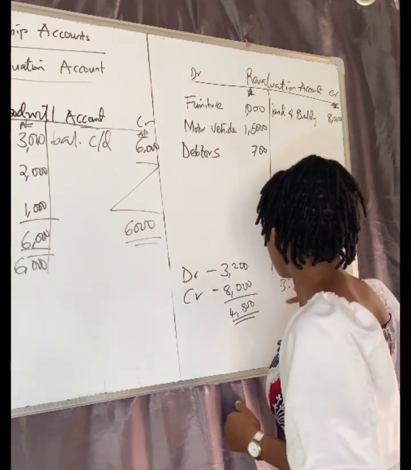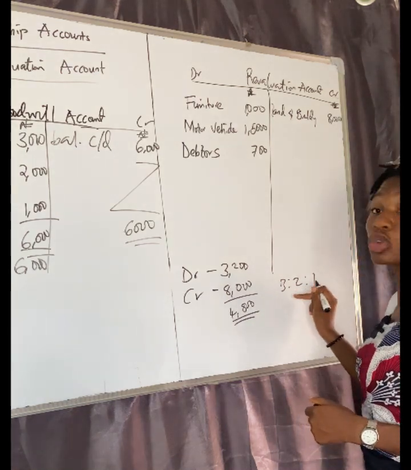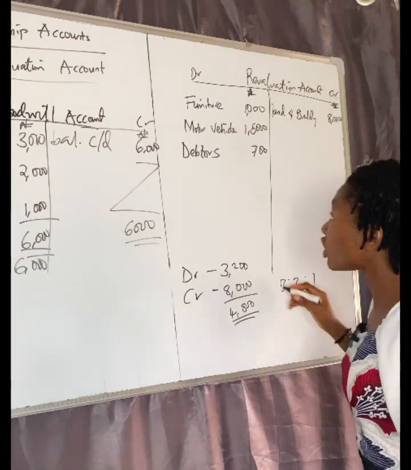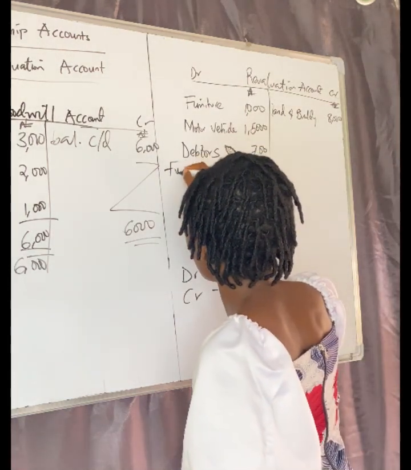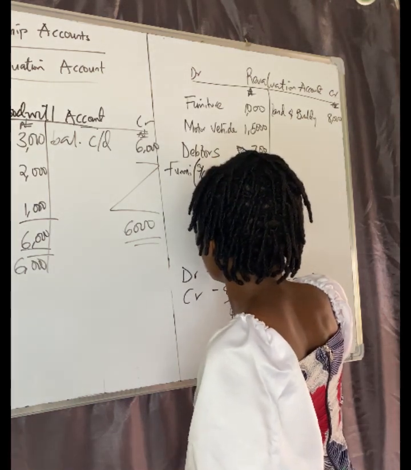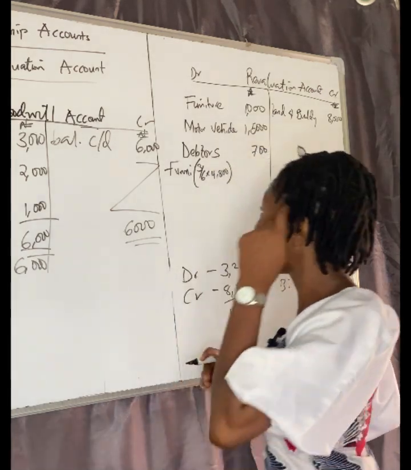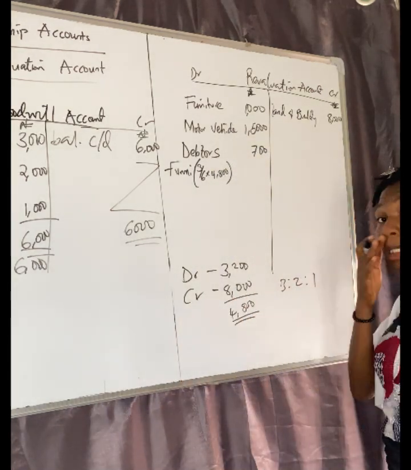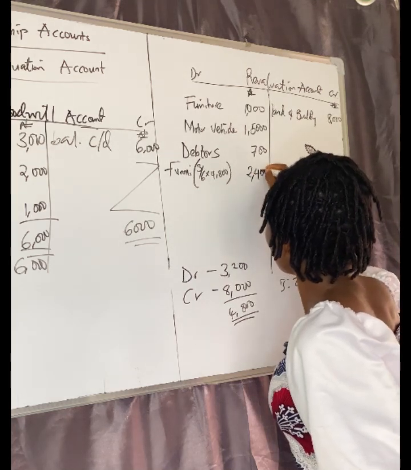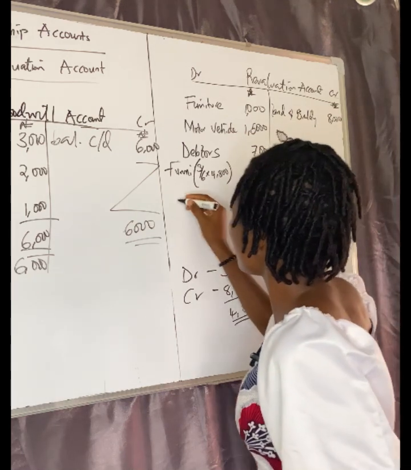So for the 4,800 naira balance, to convert to the fraction, we are having 3 plus 2 plus 1, which is 6. So for the first partner, Fumi, she is going to be having 3/6 times 4,800 naira, which is 2,400 naira.